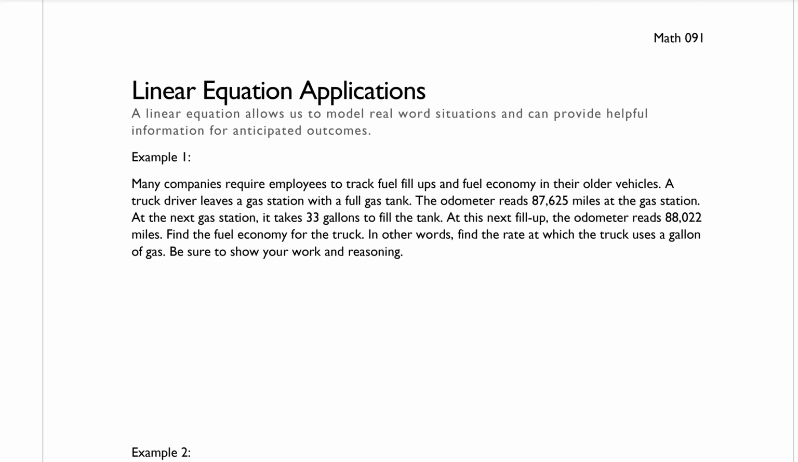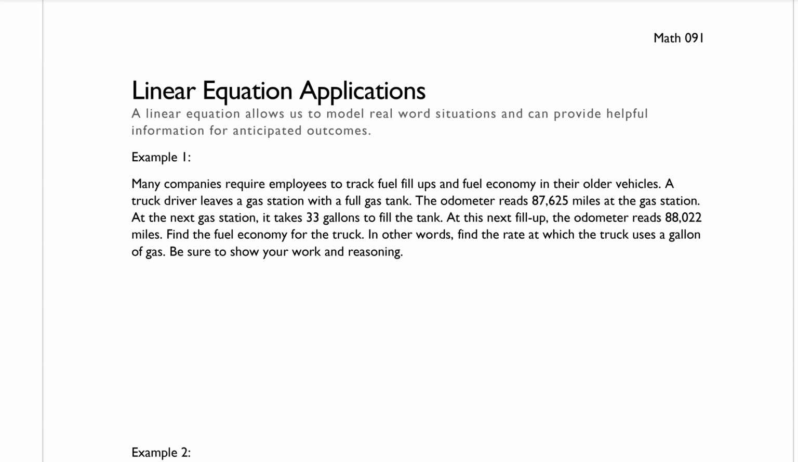Example 1 says many companies require employees to track fuel fill-ups and fuel economy in their older vehicles. A truck driver leaves a gas station with a full gas tank. The odometer reads 87,625 miles at the gas station. At the next gas station, it takes 33 gallons to fill the tank. At this next fill-up, the odometer reads 88,022 miles.